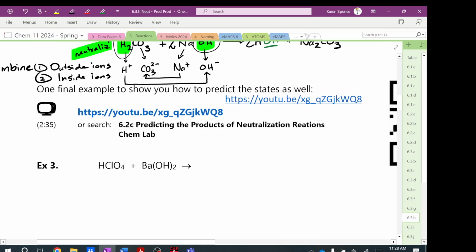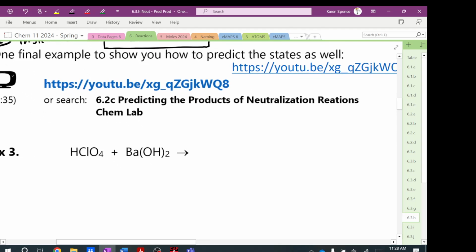Let's try this one, predicting the states. Now, first of all, these at our start are going to be aqueous and aqueous. Do you guys think you could predict the products of this reaction? Try it.